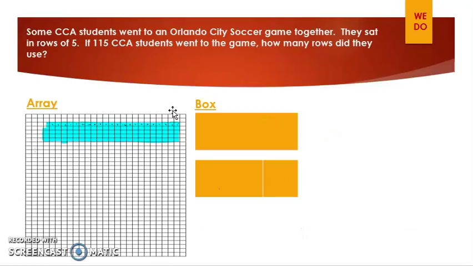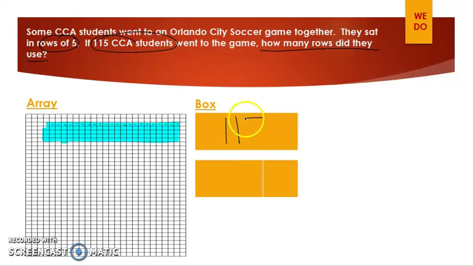Here's another one. Some CCA students went to the Orlando City soccer game. They sat in rows of 5. If 115 CCA students went to the game, how many rows did they use? You can pause the video and try it on your own, or we can do it together.